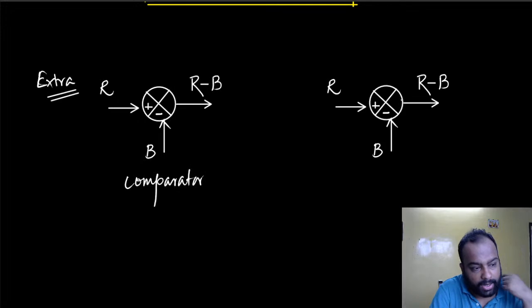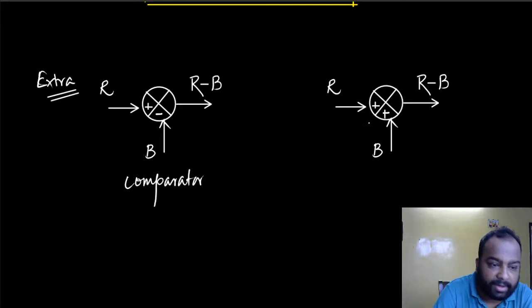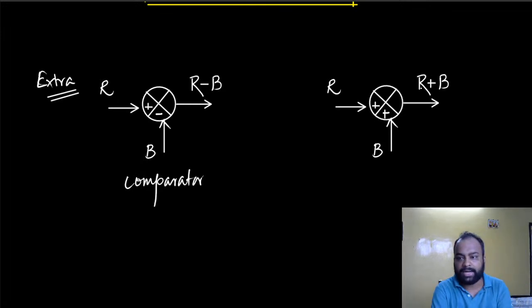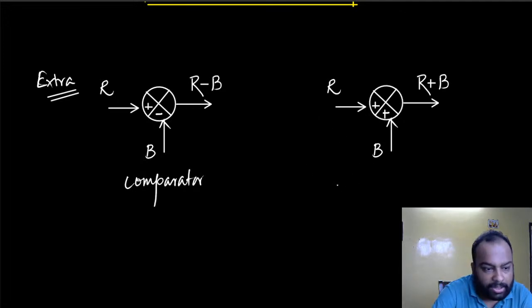Okay, right, it's a comparator block. Similarly, I can have a plus sign here as well. In that case, these two signals are actually summed up. The output is basically a sum of R and B. This could happen, depending on what I want. So in this scenario, it's called a summing block.